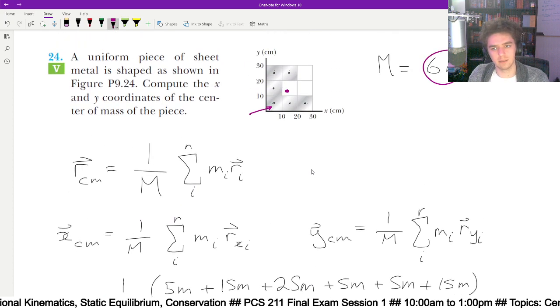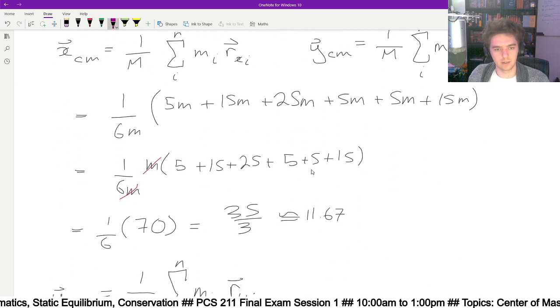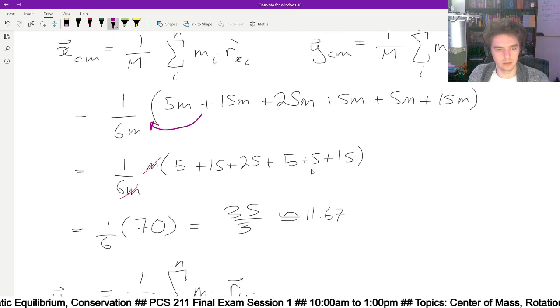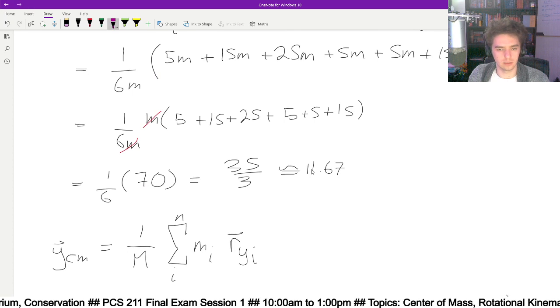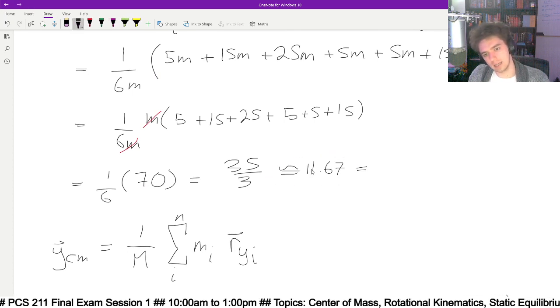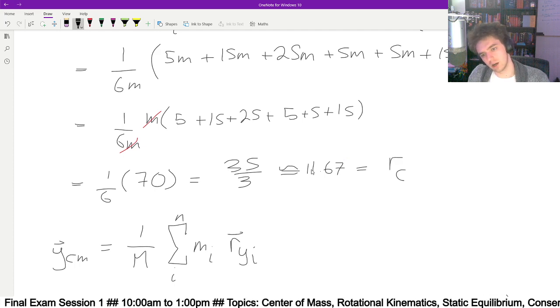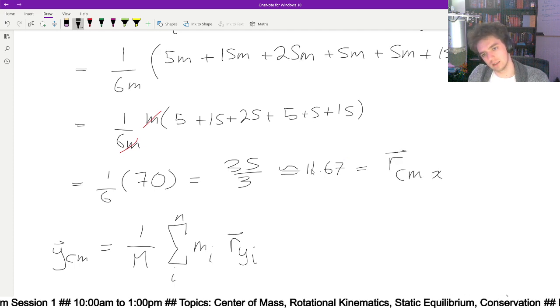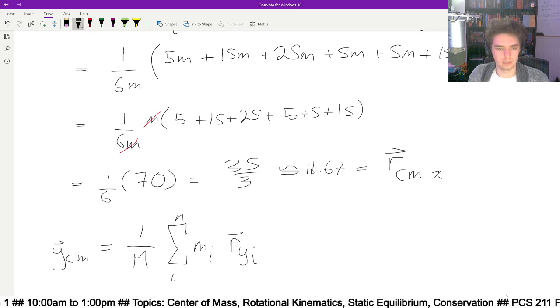The total mass is 6m, so you notice here, I can factor out an m. The m's cancel, so it's actually just numbers. You can just calculate it. And so we got the x position of the center of mass, r_CM,x, which is 11.67.